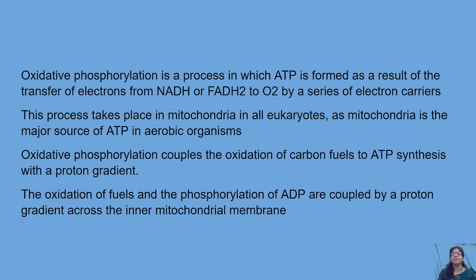In this class, let's discuss the detailed steps of oxidative phosphorylation, or the electron transport chain. I told you this process takes place in the mitochondria in all eukaryotes, as mitochondria are a major source of ATP in aerobic organisms, right? Oxidative phosphorylation couples the oxidation of carbon fuels to ATP synthesis. The name itself says it's the oxidation of carbon fuels for the phosphorylation of ADP into ATP. This oxidation and phosphorylation combined is called oxidative phosphorylation, and it happens in the inner mitochondrial membrane.